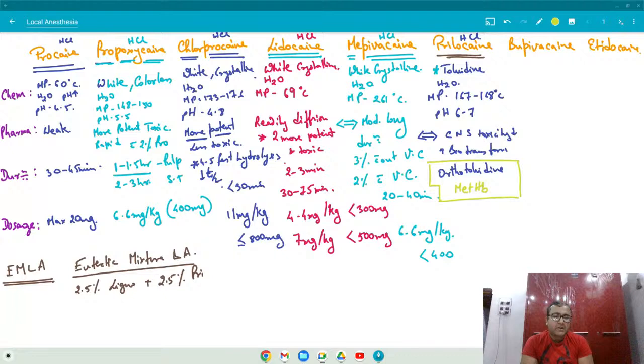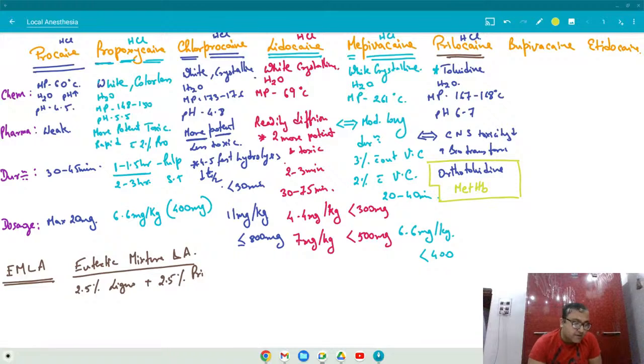So methemoglobinemia occurs due to orthotoluidine as well, and prilocaine has a metabolite of orthotoluidine. So, if there is a patient who has a known methemoglobinemia condition, should you prefer prilocaine over there? No. So remember that is the contraindication.